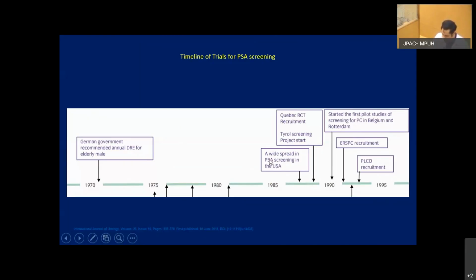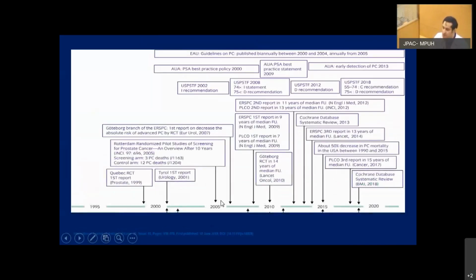Then a widespread PSA screening started in the USA from the year 1985-1986. And then randomized controlled trials started, first in Canada, then in USA, and then in Europe. That is the Quebec, the Canadian trial, then Belgium trials, then European trials, then the American trials. And then after 2000, 2005, as the trials matured, their data started coming around 2008 to 2009. And then there was an era of recommendations.